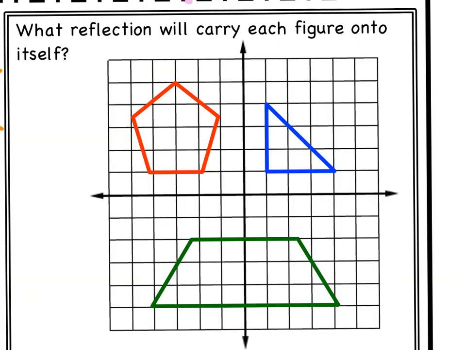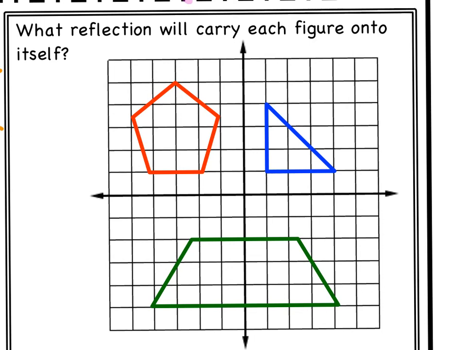In the last example we have here, we are asked for each one of our figures here, what reflection will carry each figure onto itself. So basically, it's asking you, where is the line of reflection for each figure that would cut that figure in half or create two equal pieces. So let's start with the red pentagon that's in the upper left-hand corner.